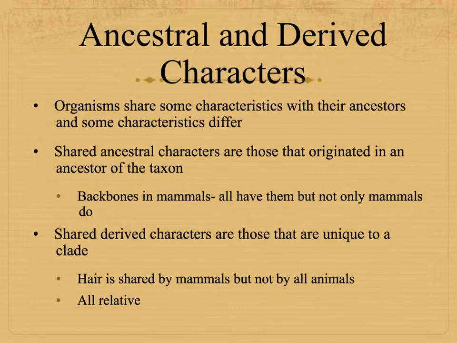So for instance, backbones in mammals. All mammals have backbones, but not just mammals have backbones. So that goes all the way back to that common ancestor, whereas a derived character is unique to that particular clade or group, which would be hair in mammals. Okay, so hair is something that all mammals have, but not all animals. Okay, and this is relative to what you're actually looking at. So depending on the characteristic that you're looking at, depending on the clade that you're looking at, it could be ancestral or derived. It just depends on what it is that we're trying to figure out.